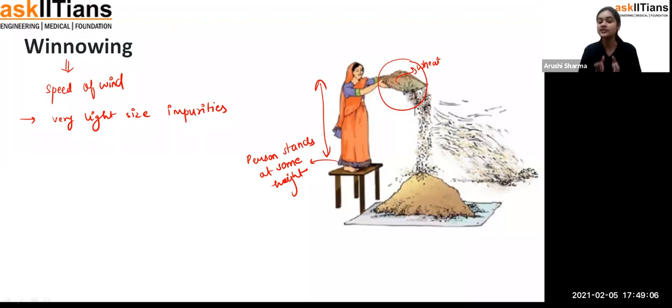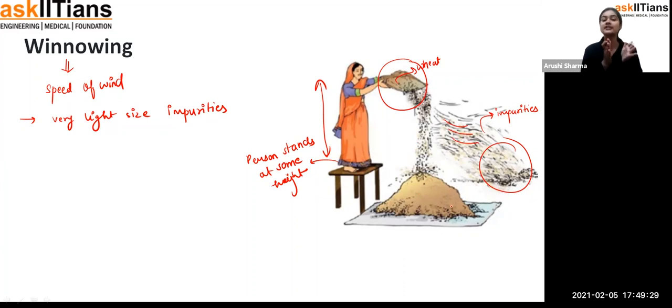Exactly. So the wheat is going to fall directly to the ground, and the small size impurities just blow away with the help of the wind. As you can see, these are the light size impurities. So these impurities are separating out from the wheat, and the large size particles, or we can say the heavy wheat grains, just fall down onto the ground.